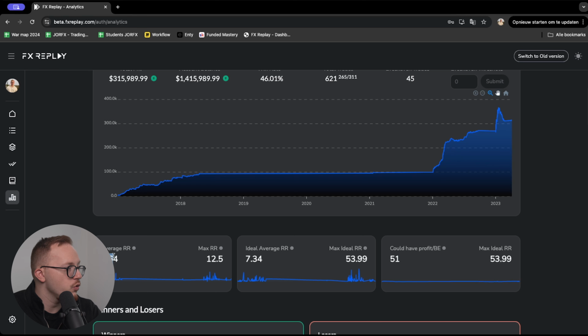Then the average risk reward is 2.6, the max is 12.5, really high. As you can see, on average I could have been shooting for bigger risk rewards, 7.34, and my ideal would have been 53.99. Of course, very ambitious.